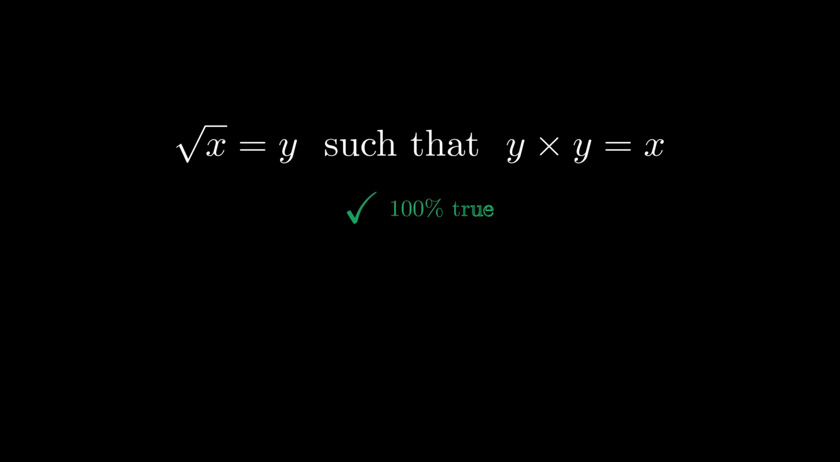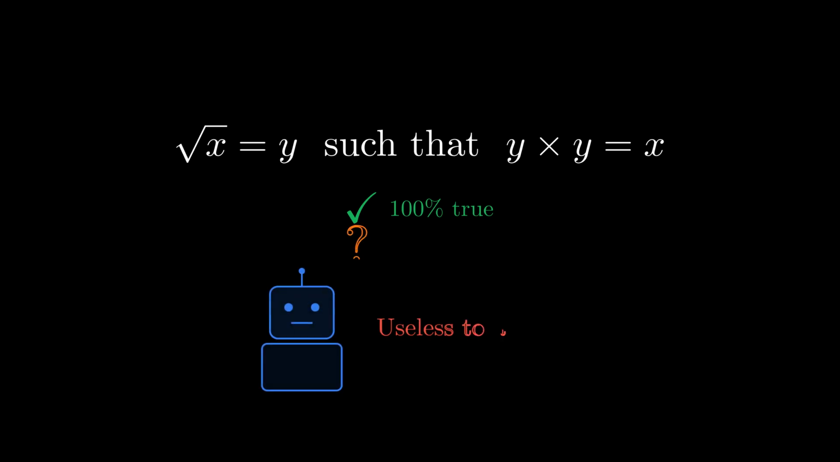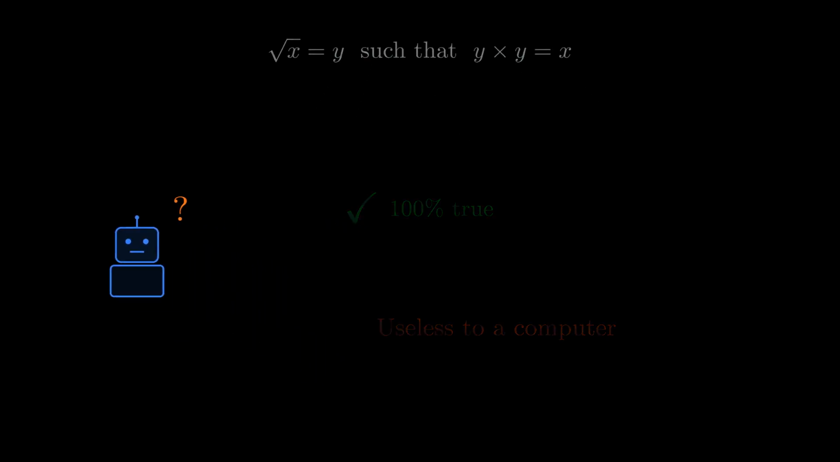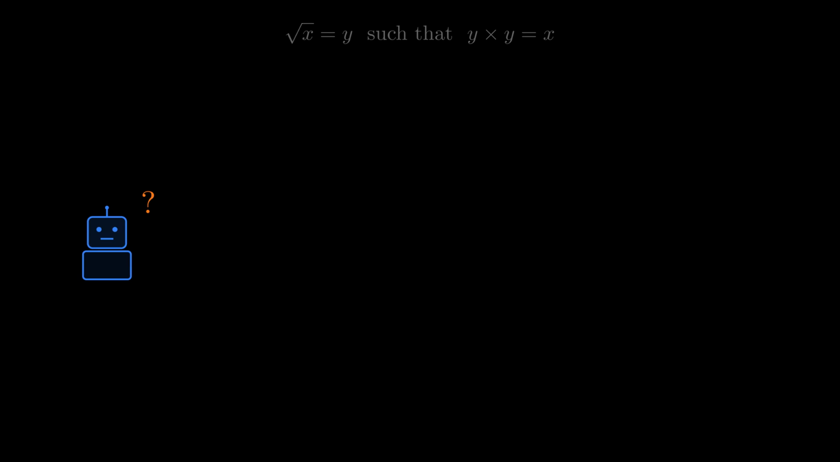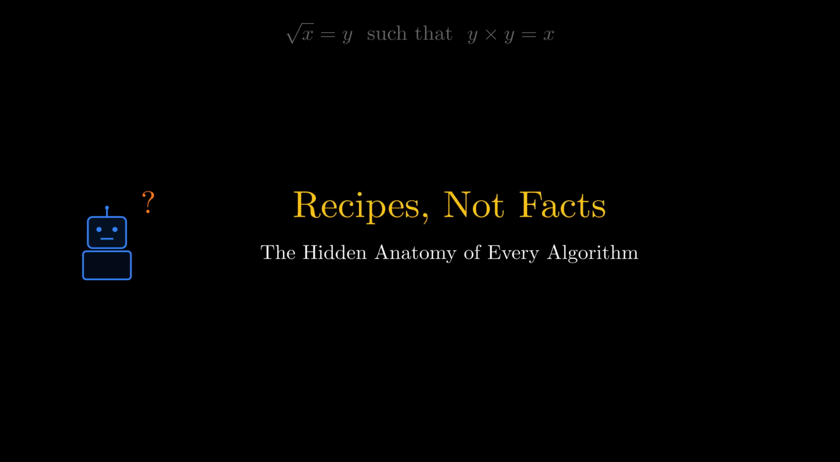Here's a statement. The square root of x is y such that y times y equals x. That sentence is 100% true. It's also 100% useless to a computer. Today we'll uncover why true statements aren't enough, and what every algorithm actually needs to work. Recipes, not facts. That's the hidden anatomy of computation.